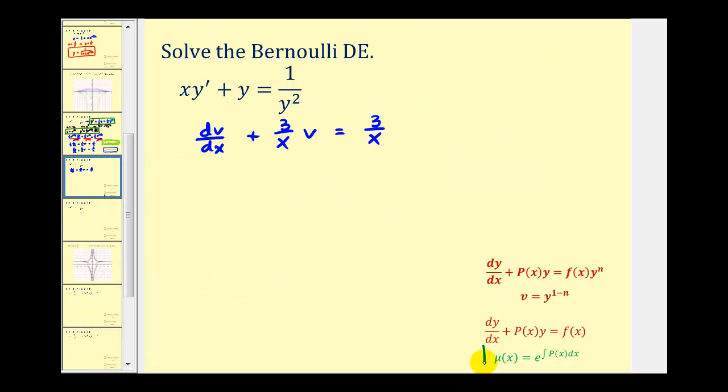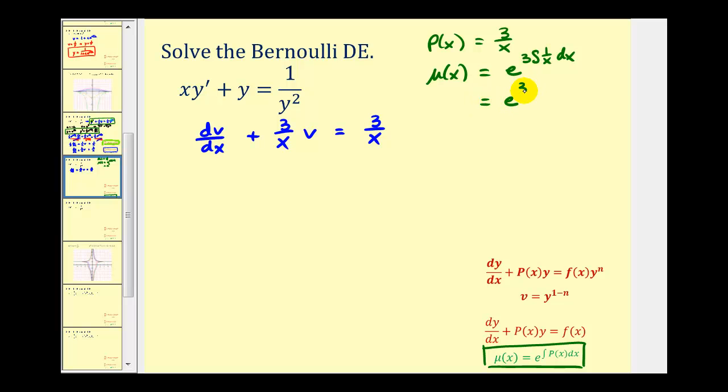Again, to find the integrating factor, we need to recognize that p of x, in this case, is going to be the function 3 divided by x. So our integrating factor, mu of x, is going to be equal to e raised to the power of the integral of 3 divided by x dx. I'll go ahead and factor out the 3. So we'll have e raised to the power of 3 times natural log x.